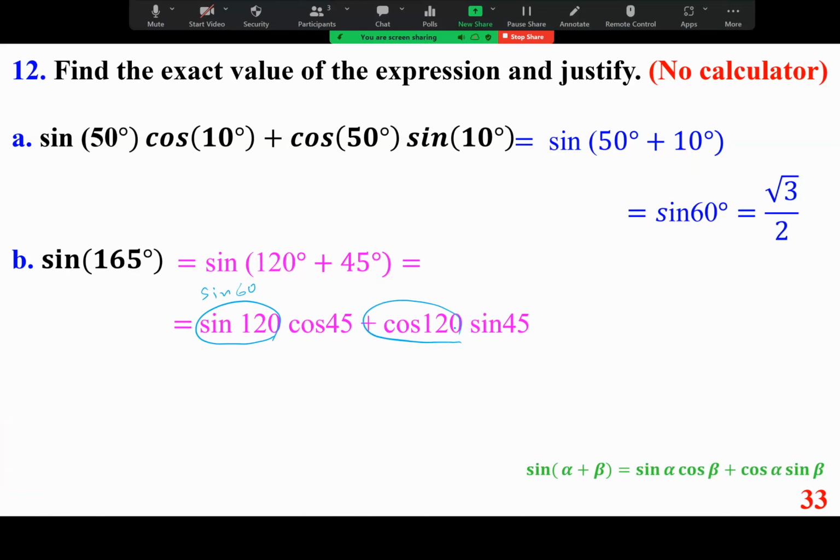Cosine, again, 60, but minus cosine 60. Why minus? Because in the second quadrant, cosine is negative. So this one is minus 1/2 times square root of 2 over 2. So again, the denominator, 4 here, 4 here. So this is square root of 6 plus, and then this makes it negative, minus square root of 2 in the numerator.